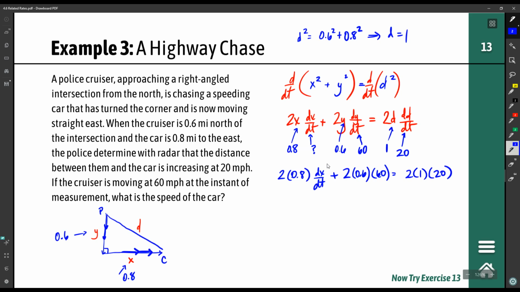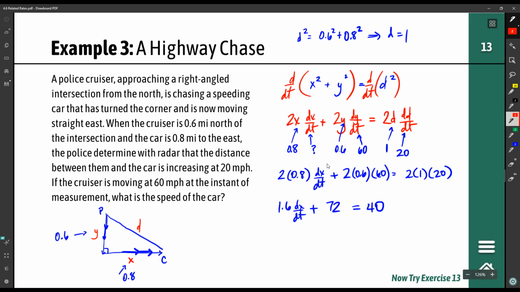We're solving for dx/dt, so that gives us 2 times 0.8, that's 1.6 dx/dt, plus 2 times 0.6 times 60, so that'll be 36 times 2, that'll be what, 72, correct me if I'm wrong, and then that'll be equal to 40. I think maybe I am wrong on that one. All right, and so finally you want to finish up your algebra there, and we should end up, oh, you know what? I made a mistake. Let's go back here, guys.